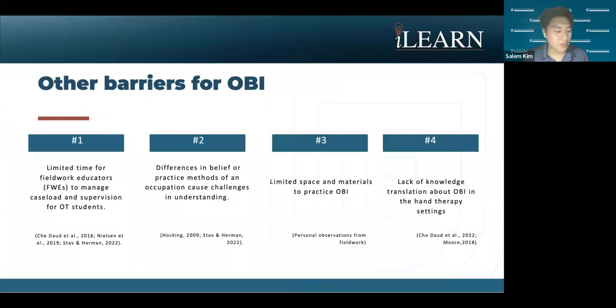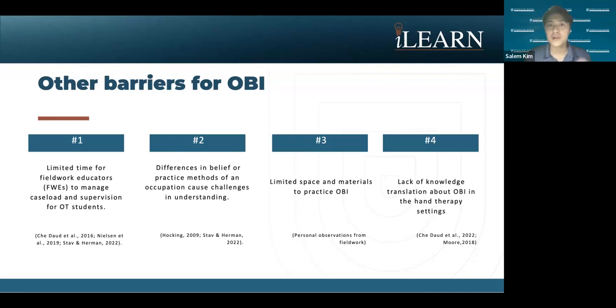Some other barriers for occupation-based interventions are definitely the limited time for fieldwork educators to manage both caseload and supervision of OT students, because the nature of occupation-based intervention requires a little more preparation time because of using different ADL tools and whatnot. And some of the occupations are done differently from client to client or even compared to a therapist. Some of the meanings of occupation are slightly different too. So there are some conflicts and confusions when it comes to understanding occupation as well.